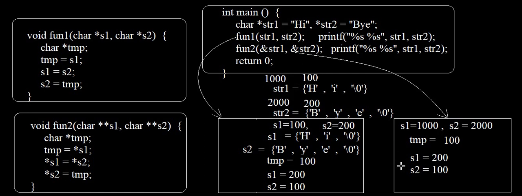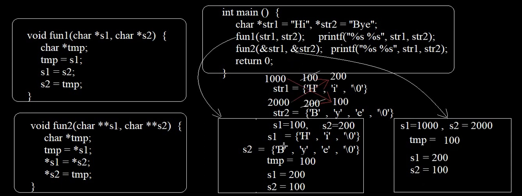Okay, let's come to this problem. Here in this block we have s1 equals 1000 and s2 equals 2000. Okay, now temporary is 100 and s1 equals 200 and s2 equals 100 because we are swapping the values. See, in this swapping we are changing the values at the main function. It is changing at the main function. Okay, we're not changing only in this block of code. The scope of this change is also affecting the main function.